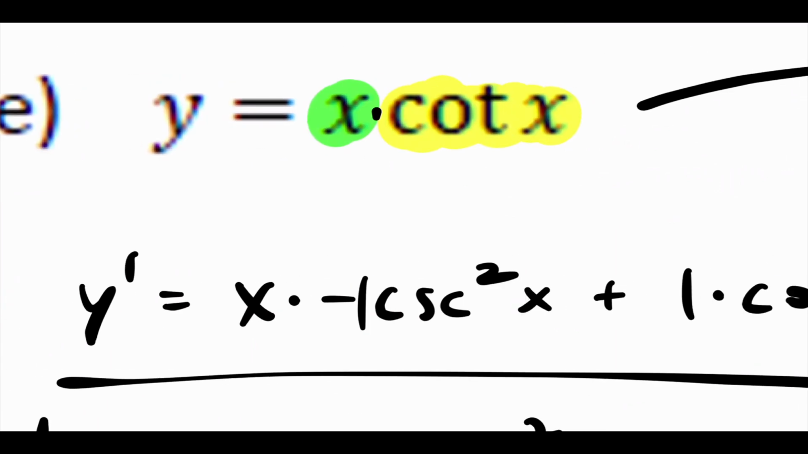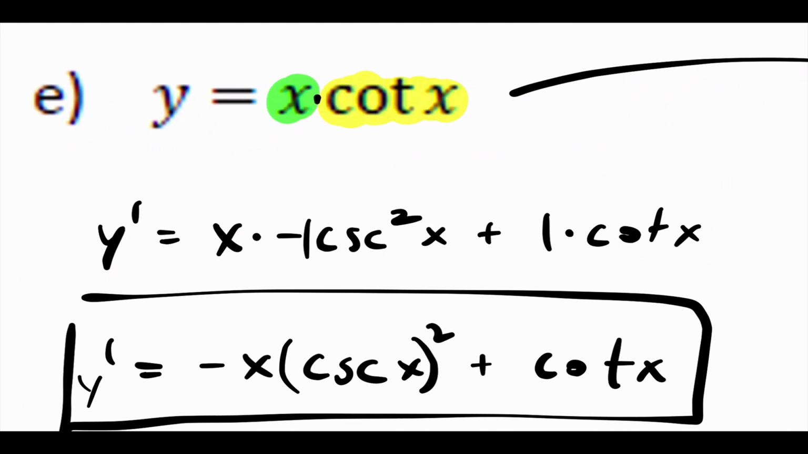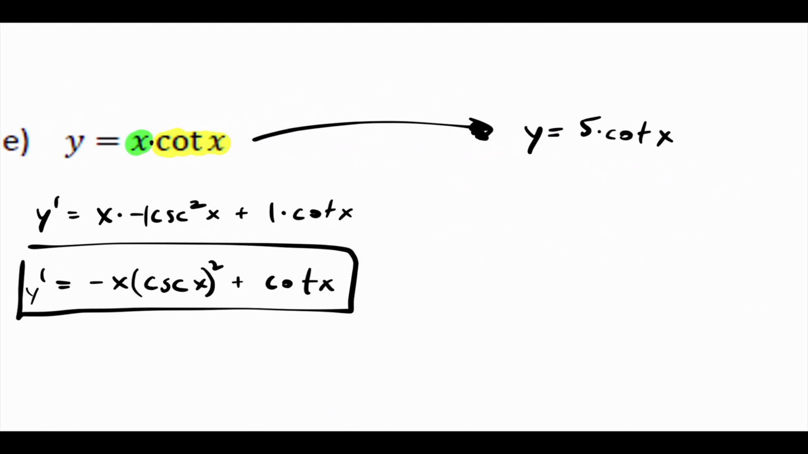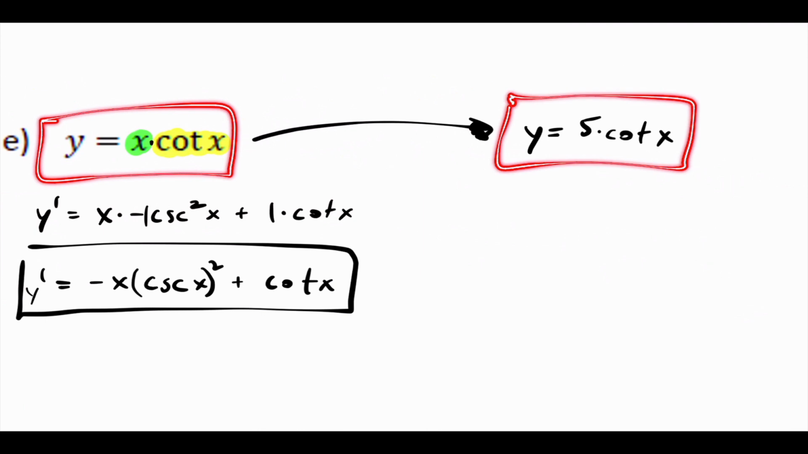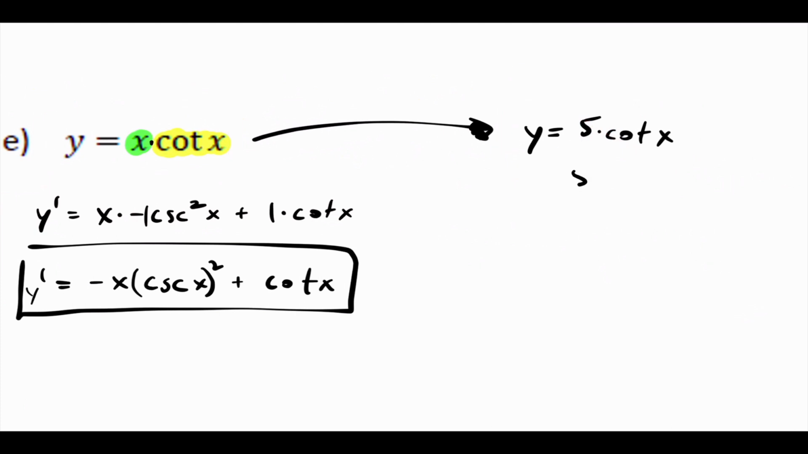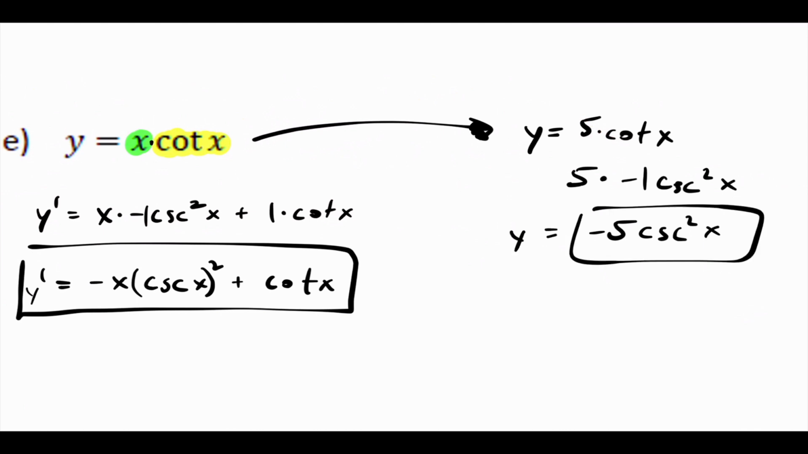X is a function. So that's why we have to do the product rule. So a lot of times I see students doing product rule for this guy and this guy. You don't need product rule for this guy. Just use the regular power rule. So it's going to be 5 times whatever it is, -1 cosecant squared of x. So it would be -5 cosecant squared of x. You don't have to use the product rule for that guy.